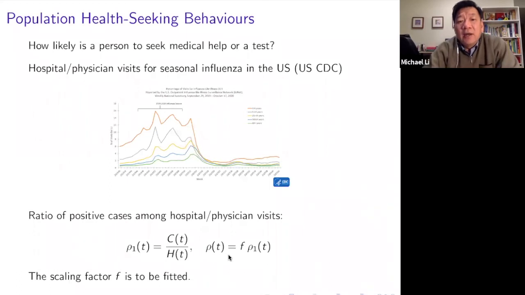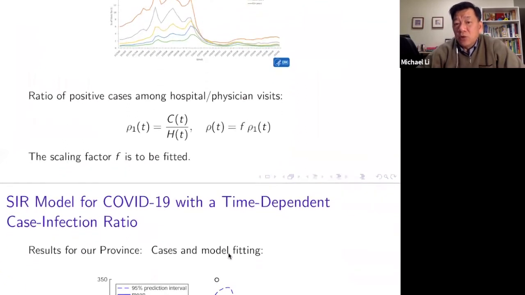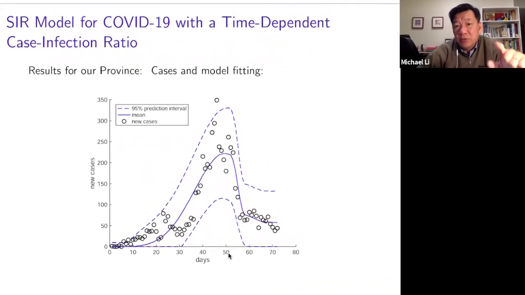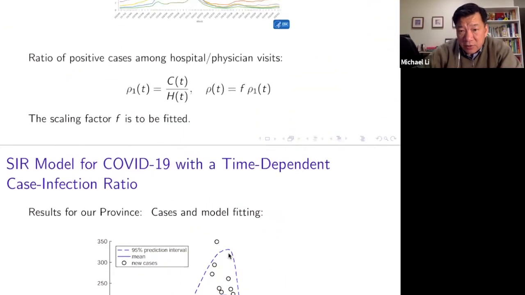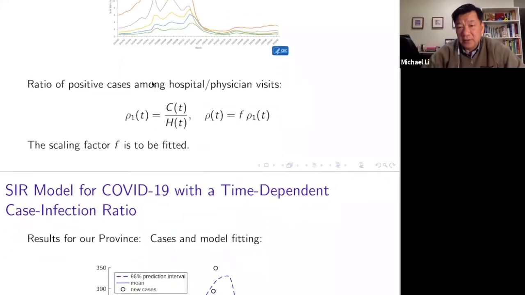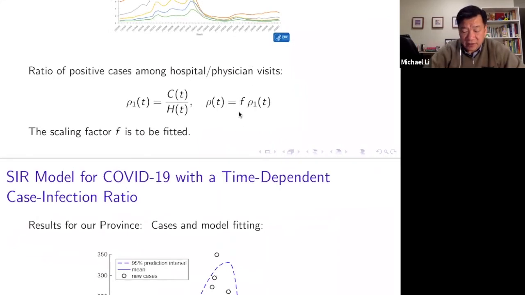So now our question is, with all of these, can we do a more accurate estimation? We put now in our SIR model, where we usually have a rho, we replace it by F times rho 1 of T. Rho 1 of T is calculated, or fitted to the data of the cases, hospital visits and tests. So that's basically known there. But the F is unknown, and that needs to be fitted.